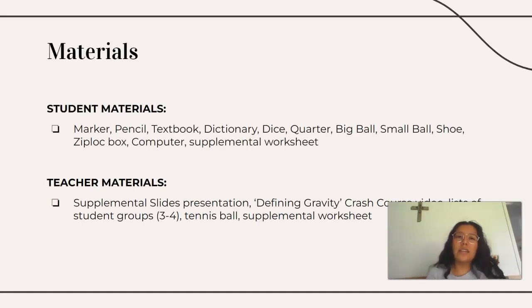So the materials needed for this lesson plan, in terms of the students, they will need a marker, pencil, a textbook, dictionary, dice, quarter, big ball, small ball, shoe, Ziploc box, computer, and a supplemental worksheet. The teacher will need the supplemental slides presentation, which I will show a little bit later, defining gravity crash course video ready, list of student groups, a tennis ball, and the supplemental worksheet to aid the students in following along.